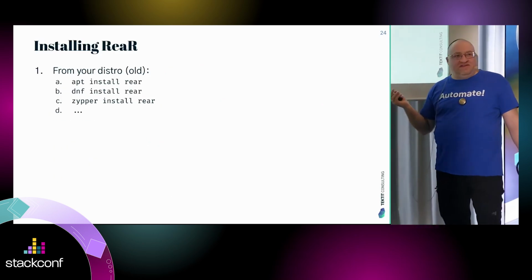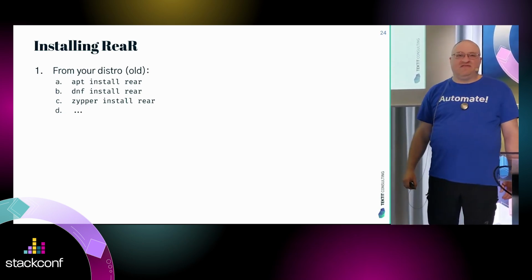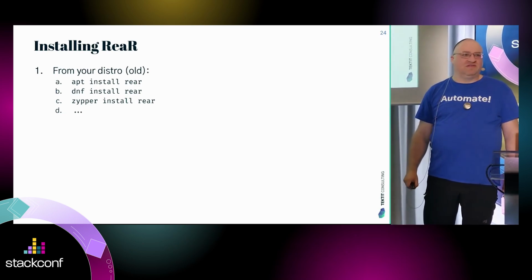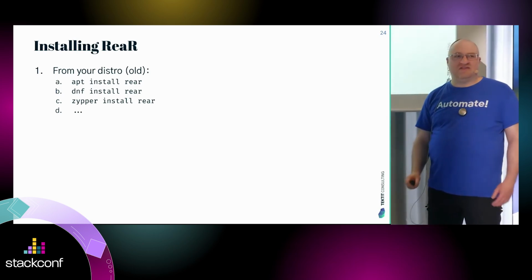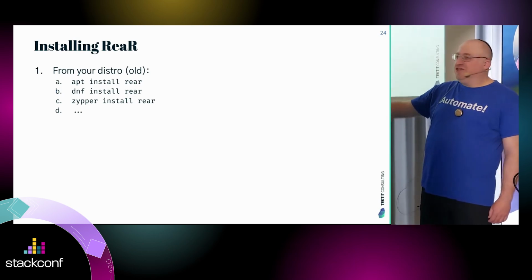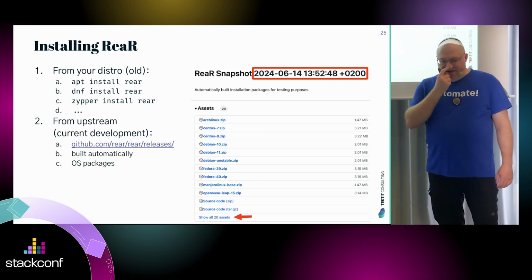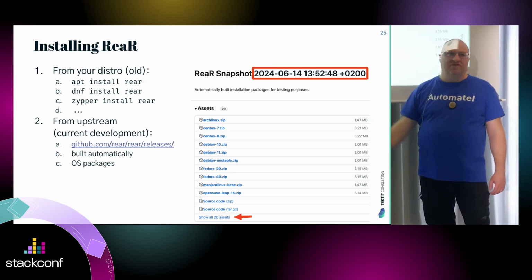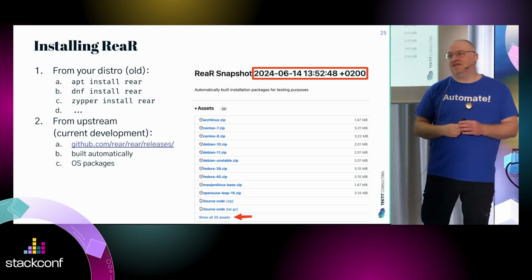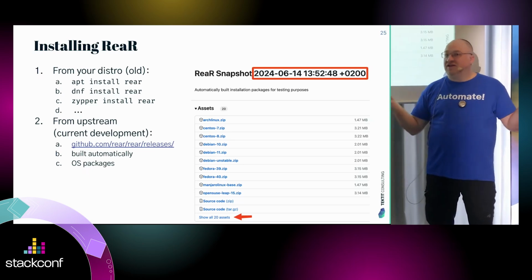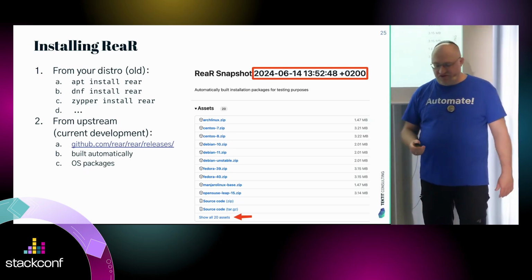So, how do you get REAR? Well, the easiest is just installing it from your Linux distro, because REAR is actually part of all Linux distributions. It's standard software. The only gotcha is the version that you get is a bit old. So the alternative is go to GitHub, look at our releases, and you'll get the snapshot releases of our master branch. That's up to date and works better, less bugs, more features, the usual.